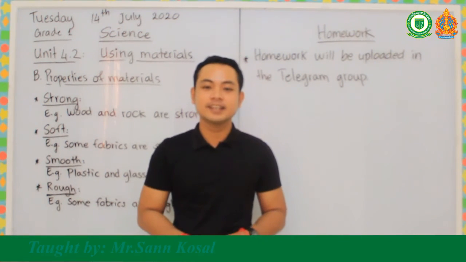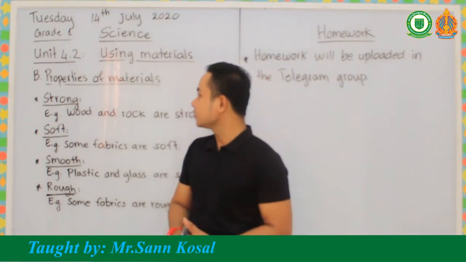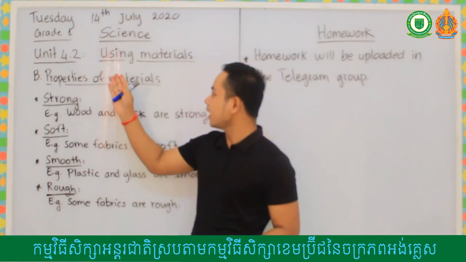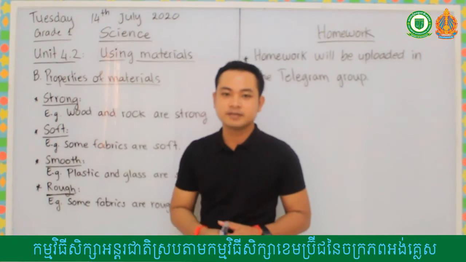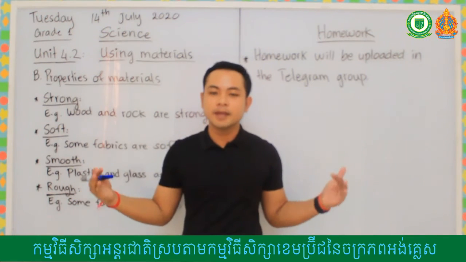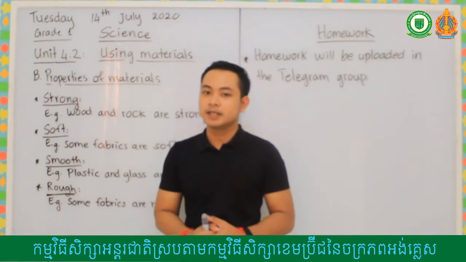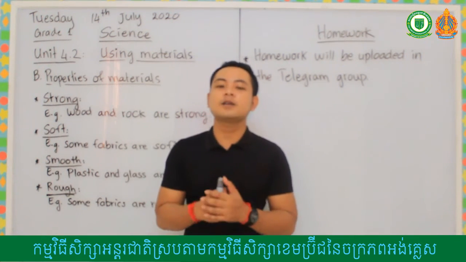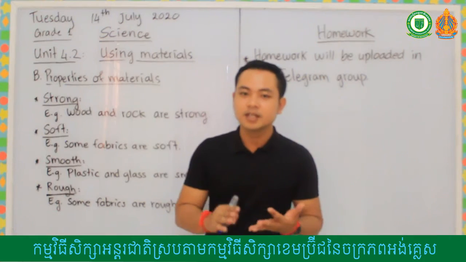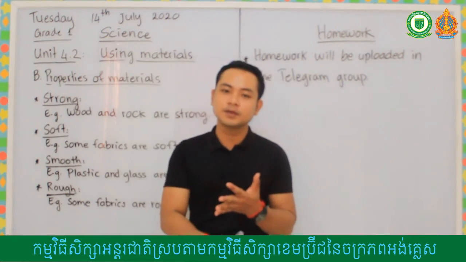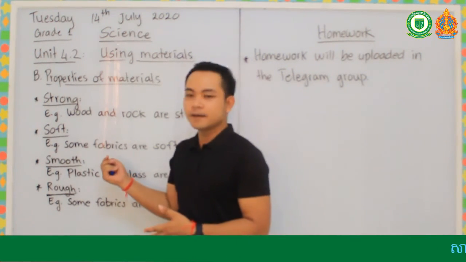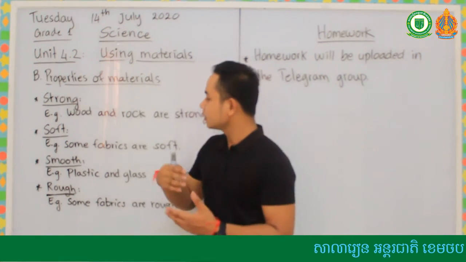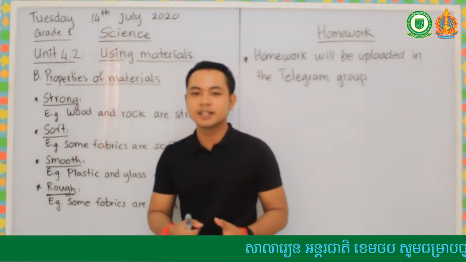So what did you guys learn today? Your lesson today is about properties of materials. That is section B of our lesson, using materials, right? As we have known, there are many materials around us, and those materials have different properties. Some of them are strong, some of them are soft, smooth, rough, flexible, okay? So today we have learned four properties of materials: strong, soft, smooth, and rough.